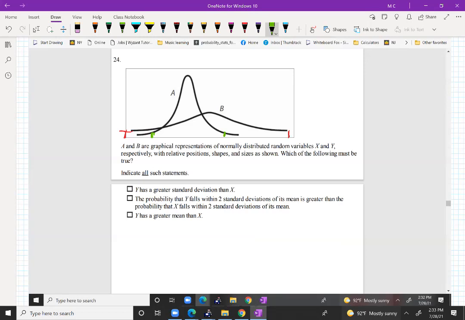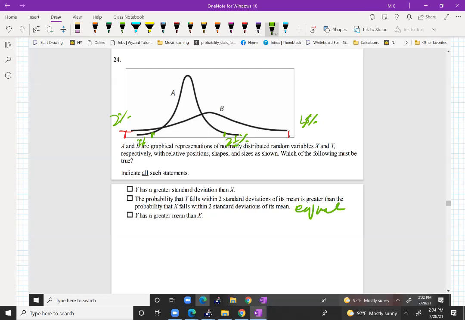Actually, those should be equal. Wait. So outside 2 standard deviations, you have only 2.5% and 2.5% here, and this is 2.5% here, 2.5%. So you're comparing the same thing here. This is actually equal, right? It shouldn't be greater. Get it?